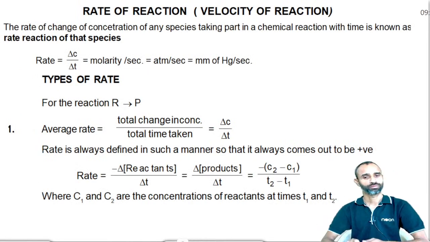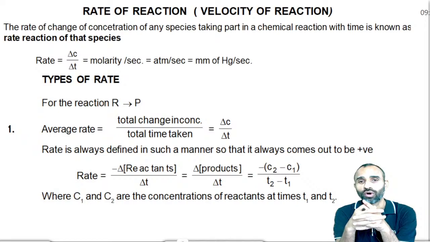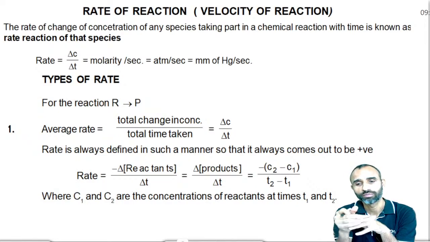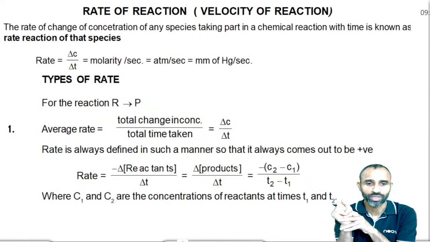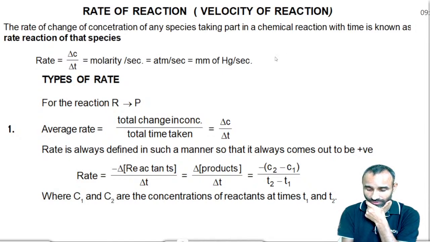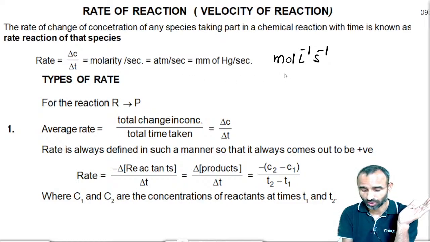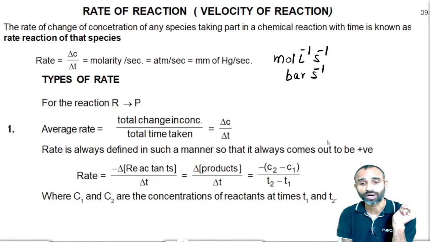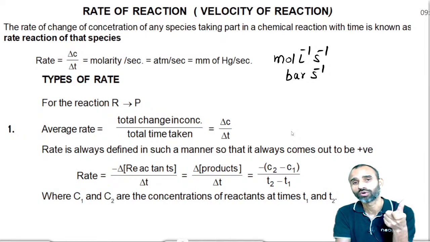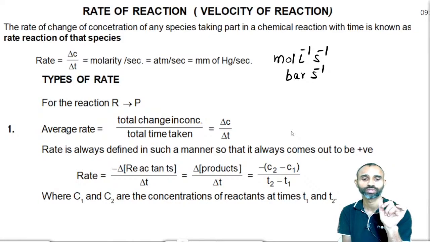So rate of reaction, as you know, means change in concentration or pressure of reactant or product with respect to time, and its unit is mole per liter per second, or if pressure is in atmosphere, then it is atmosphere per second, or if it is measured in bar, bar per second, or if it is measured in mm of Hg, then mm Hg per second. These are the units of rate of reaction.